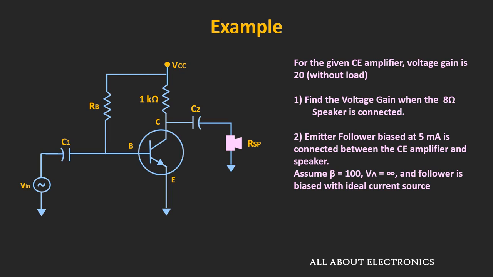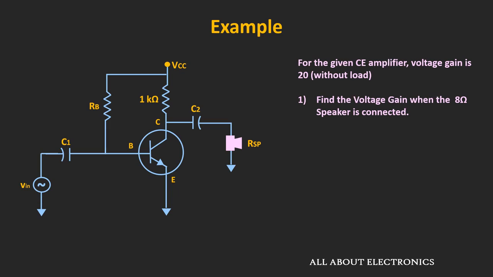So first of all, let us find the voltage gain when the 8 ohm resistor is connected to the amplifier. That means here, this load resistor RL is equal to 8 ohm. Now we know that for the common emitter amplifier, the voltage gain can be given as minus Gm times RC parallel RL. So here RC is equal to 1 kilo ohm while the RL is equal to 8 ohm. That means the RC parallel RL will be approximately equal to 8 ohm.